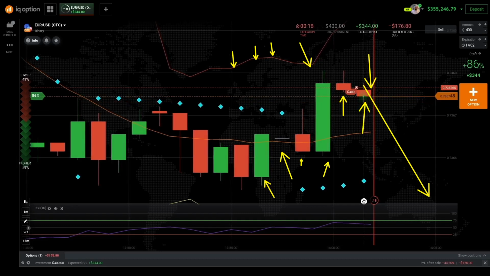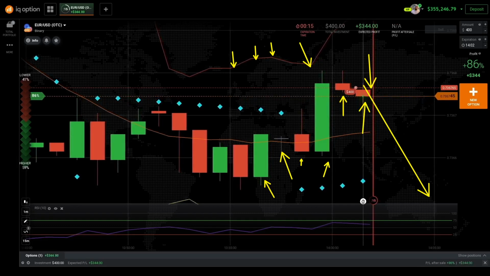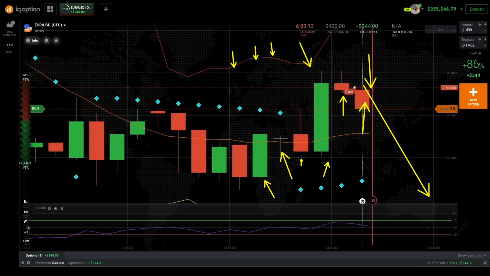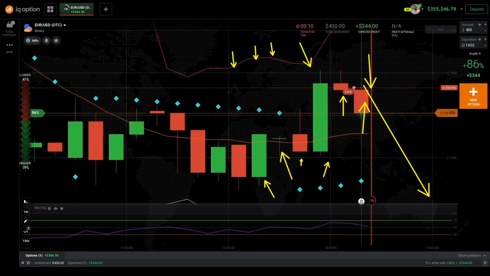So as you can see, I made 1, 2, 3, 4, 5, 6. This one is the sixth. This is the last one. Yeah, this is the last candle, guys.